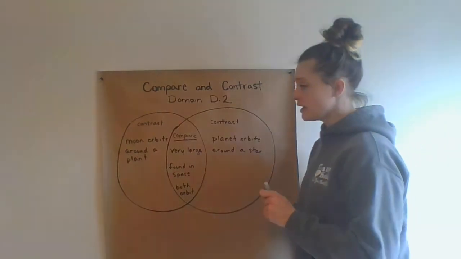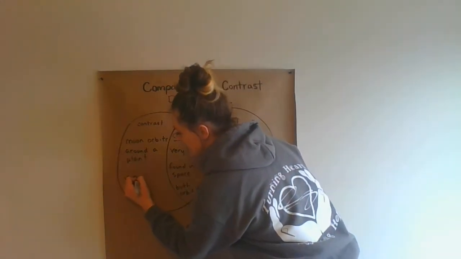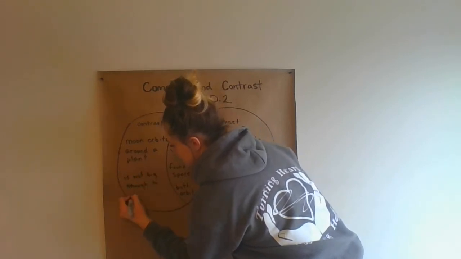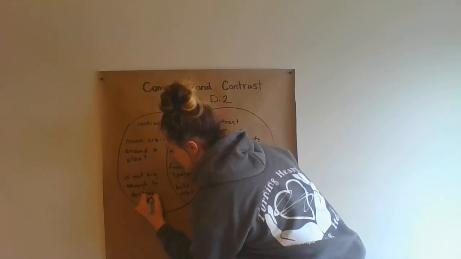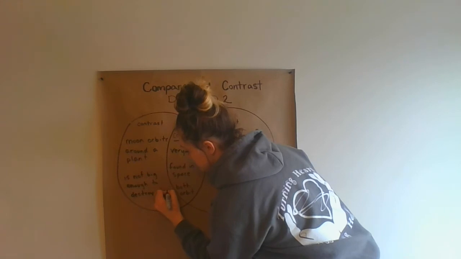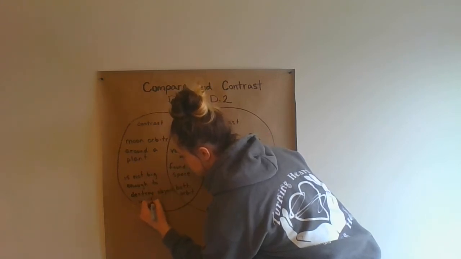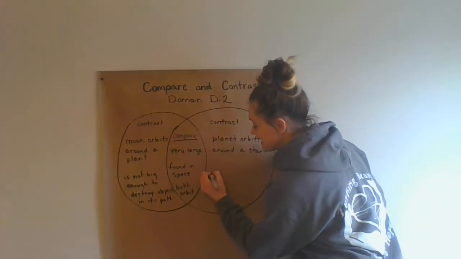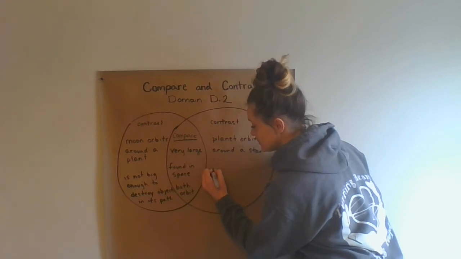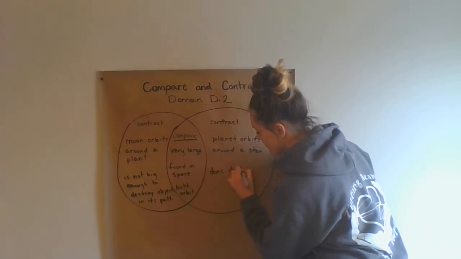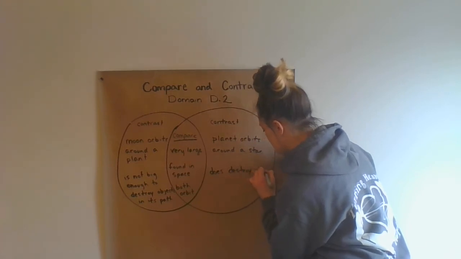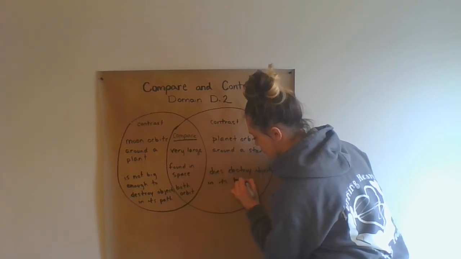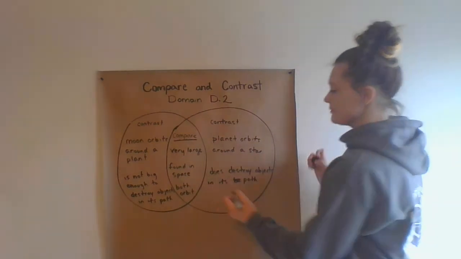All right, so now, is there anything else that is just specific to moon and planet? Well, a moon, it is not big enough to destroy objects in its path. And a planet does destroy objects in its path. Oops.